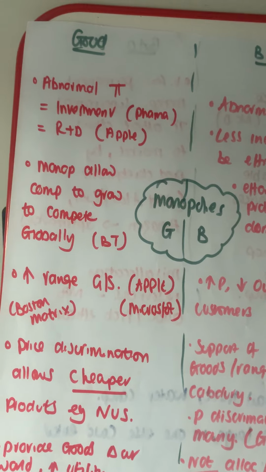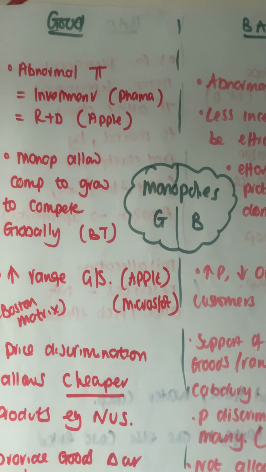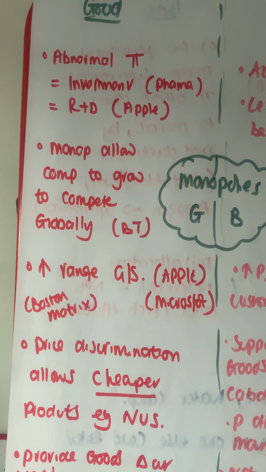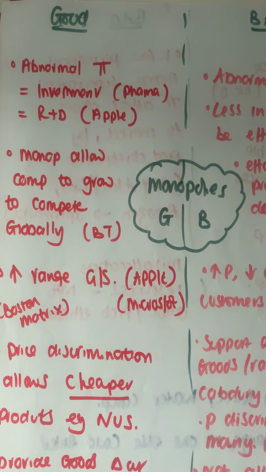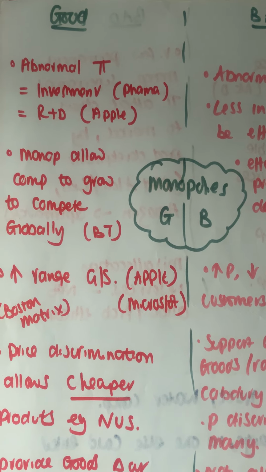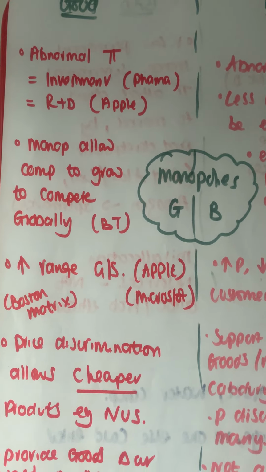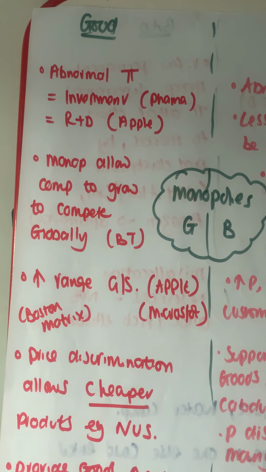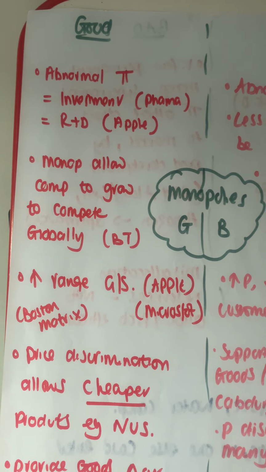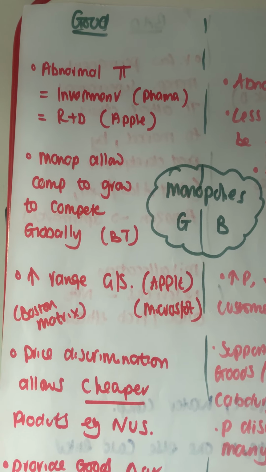So the first good point is they make abnormal profit. And you can argue this is a benefit because this money can be reinvested and be used for research and development. So pharmaceutical companies and Apple are your best examples of that. And then you can talk about drugs which are being used or products such as iPods, iPads, iWatches, etc.